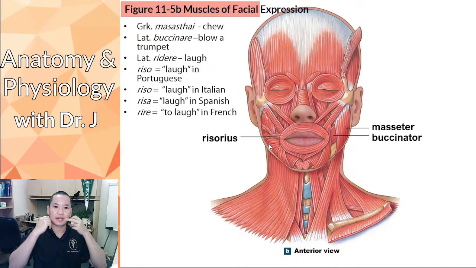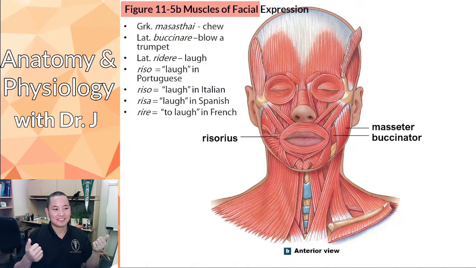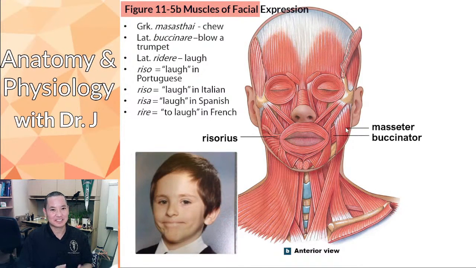So notice it's like the back of your jaw, and it's at the corners of your lips over here. So even though it's called the laughing muscle, what happens when you contract it? Pretend you're doing this and contracting that muscle. Does that look like a laugh to you? It looks kind of like this. It kind of looks like that fake smile.